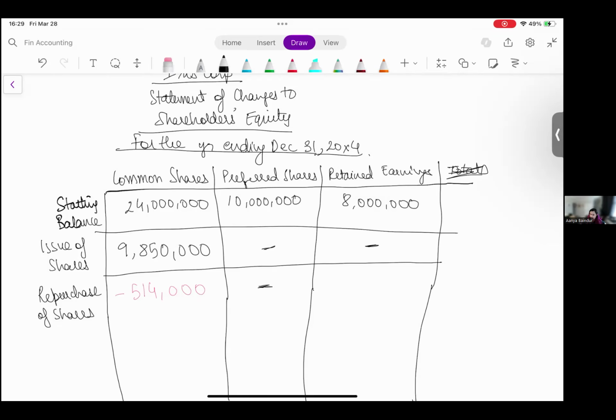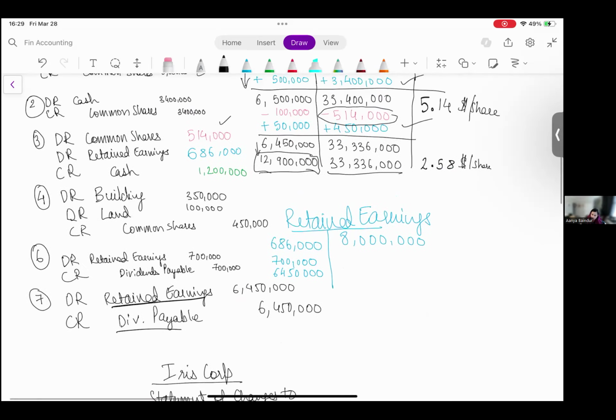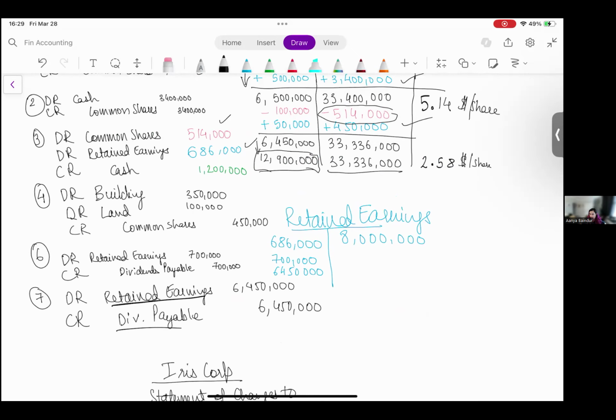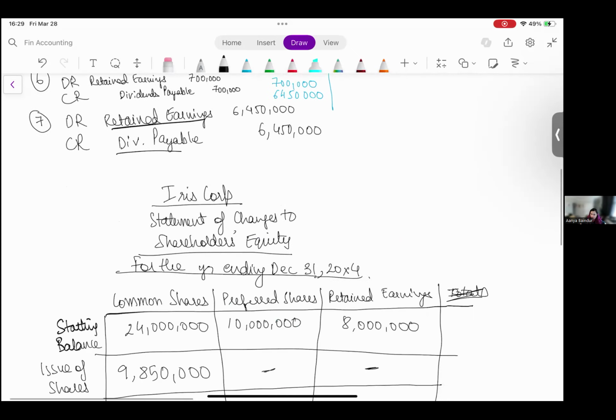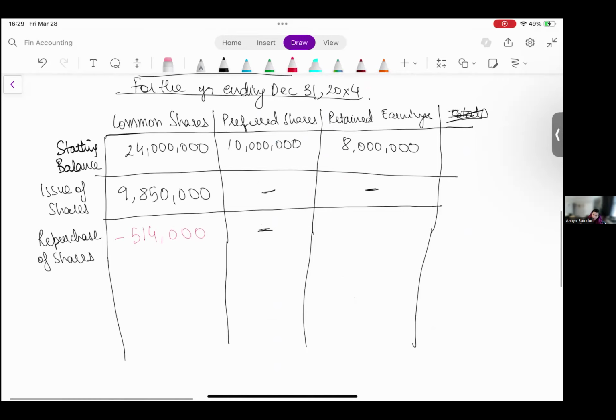But we've never repurchased any preferred shares. But when we did repurchase the share, it did affect retained earnings. So if you go back and see the journal entry, you can see that the retained earnings was reduced by 686,000. And now 686,000 is how much we reduced it by.